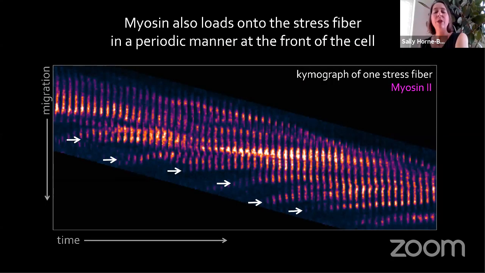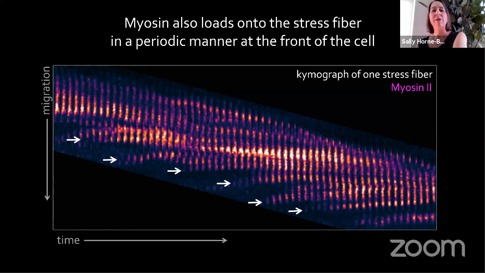Okay, so now what I'm showing you, this is a kymograph of the myosin associated with a single stress fiber. And once again, we can see this periodic loading of myosin at the front, and then persistence as the cell migrates over. And I can just tell you that each one of these new additions of myosin is interdigitated with the formation of those adhesions that I just showed you on the last kymograph.